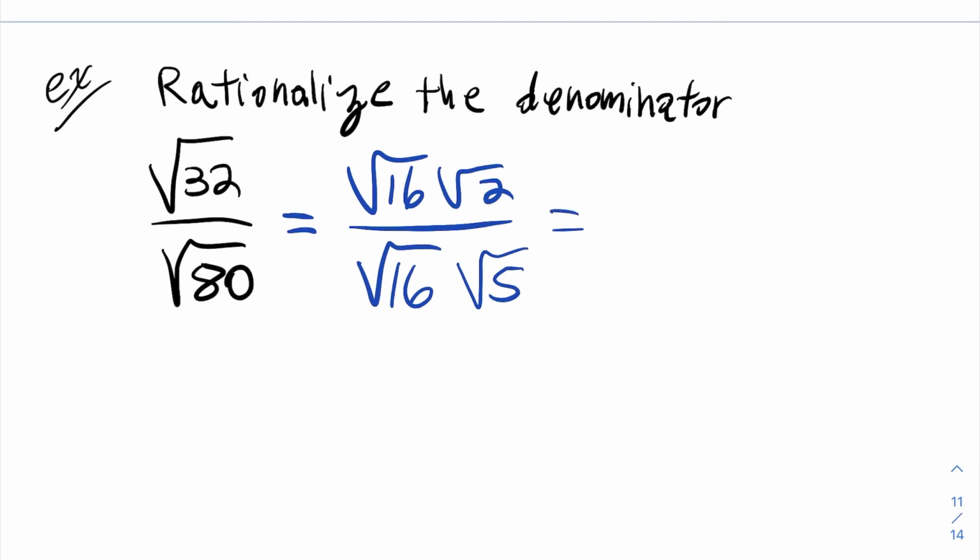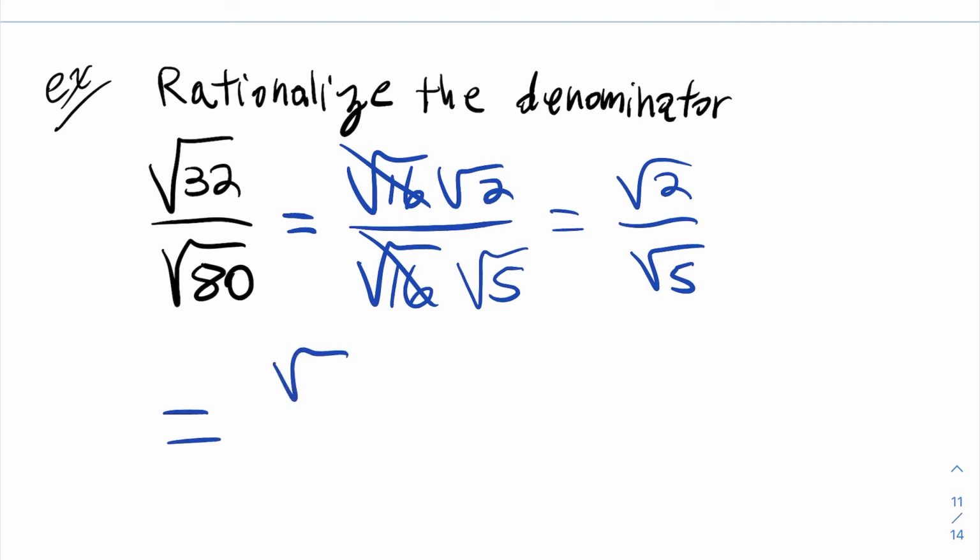So the square root of 16, that's 4, is just cancelling out. So this is really just the square root of 2 over the square root of 5. If you simplify, a lot of times you get situations where you can work with much smaller numbers. But now I still need to rationalize the denominator, the square root of 5.